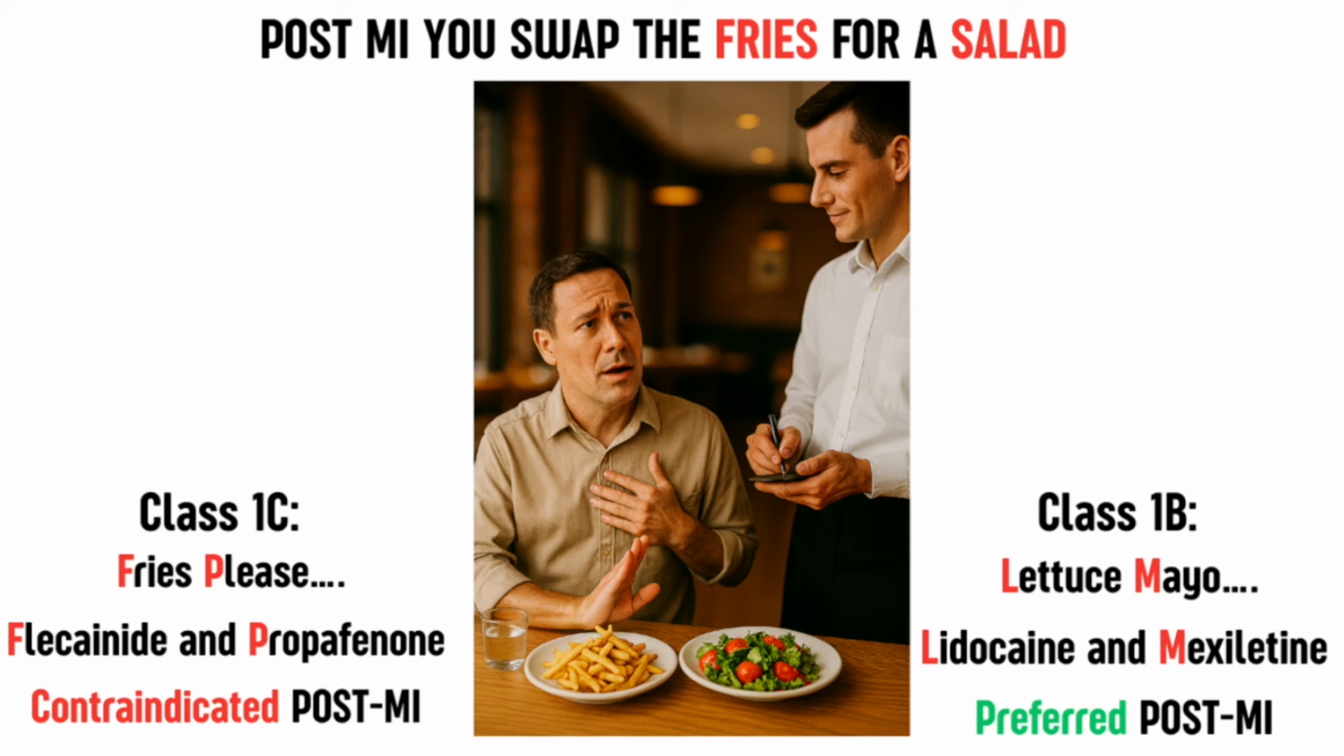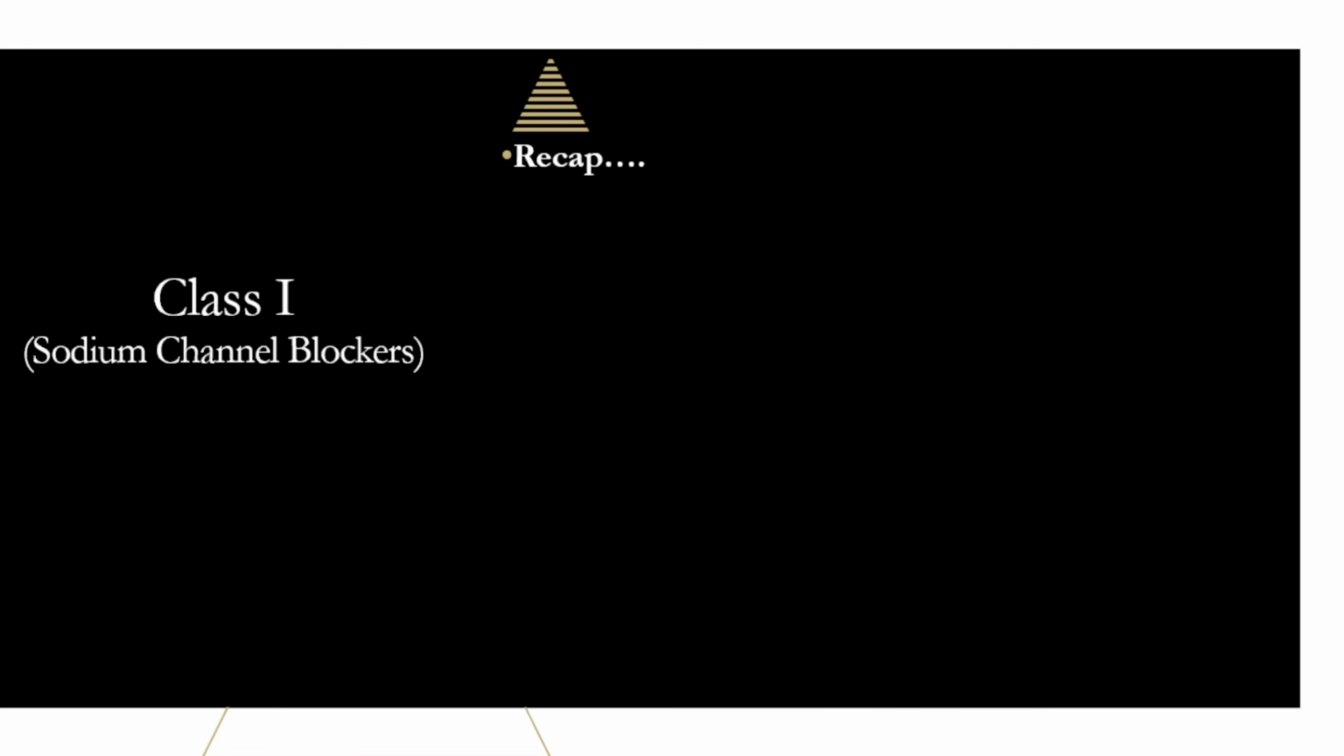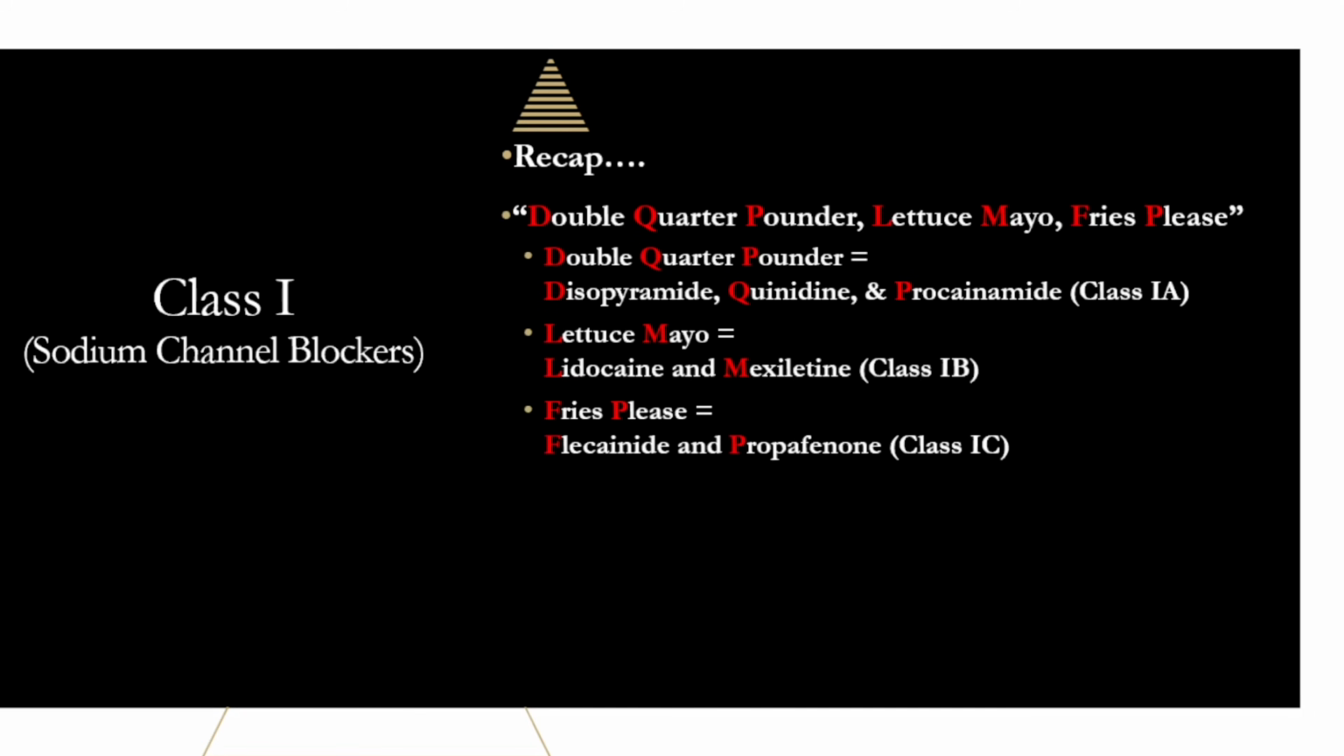So that's your sodium channel blockers. Quick recap. Drugs in this class are remembered by the mnemonic: double quarter pounder, lettuce, mayo, fries, please. Double quarter pounder: disopyramide, quinidine, and procainamide, class 1A. Lettuce, mayo: lidocaine and mexiletine, class 1B. Fries, please: flecainide and propafenone, class 1C.